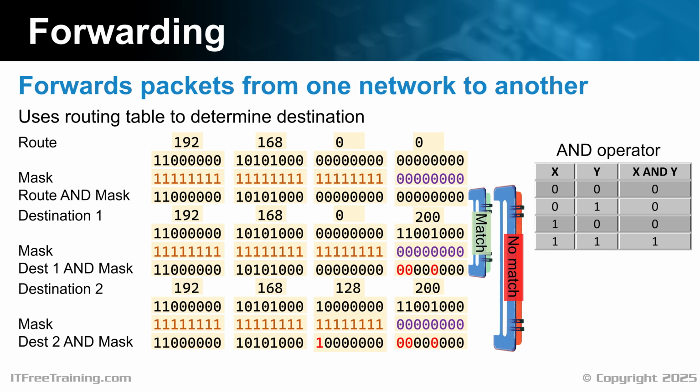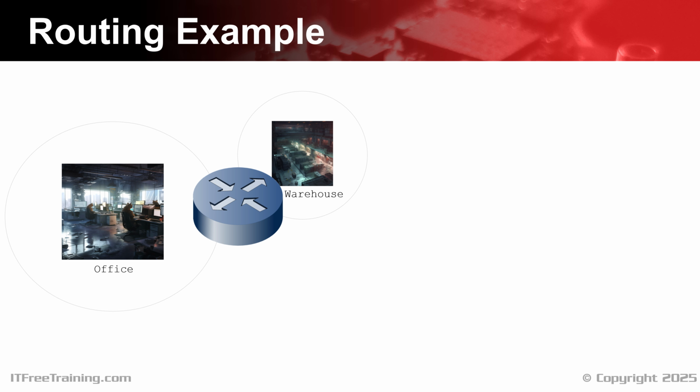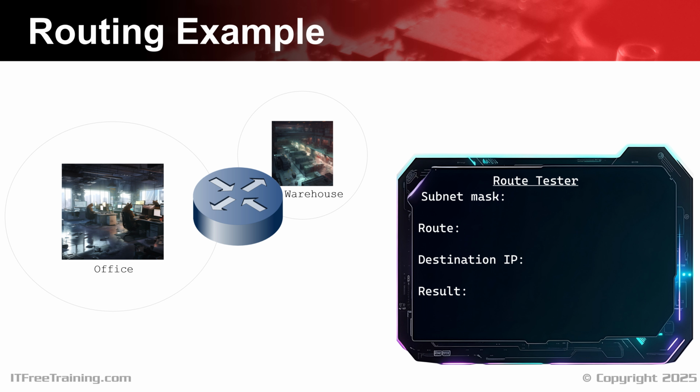To understand how routing rules determine where traffic goes, let's consider a more complicated example. In this example, I have the office network and warehouse network connected together by a router. I have left out the factory network to make the example easier to understand. To show what is happening, I have added a route tester. When working through the example, I will show what is being tested so you can have a clearer understanding of what is occurring. The office network has been assigned the following network address. Warehouse network has been assigned the following network address.